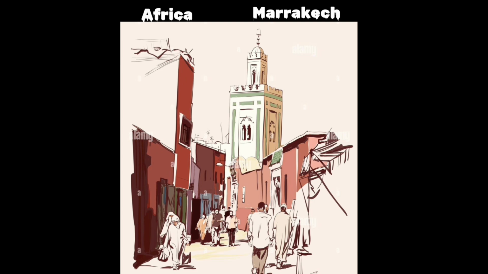The conditions of the slave markets were often brutal. Enslaved people faced physical and emotional trauma as they were displayed for sale. Families were frequently torn apart, and many endured long journeys under harsh conditions before even arriving in Marrakech.